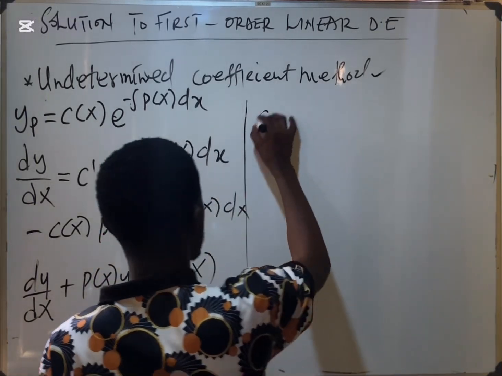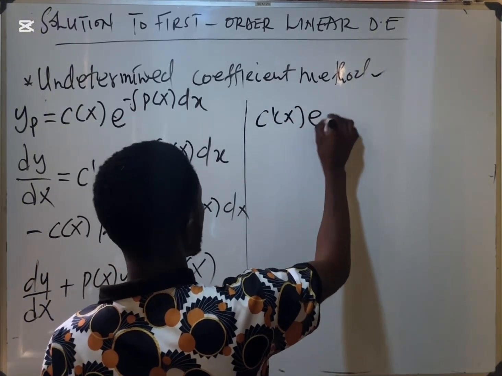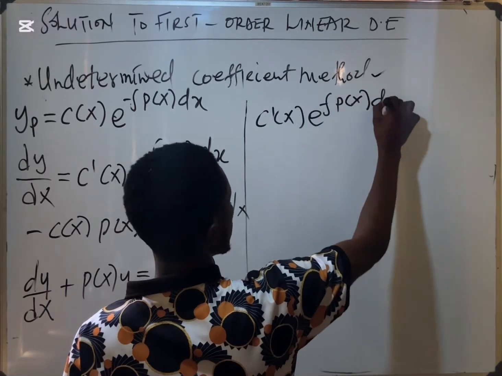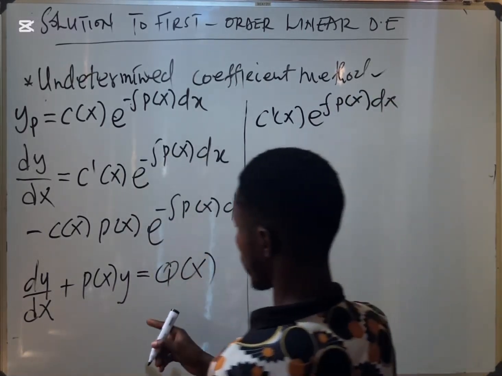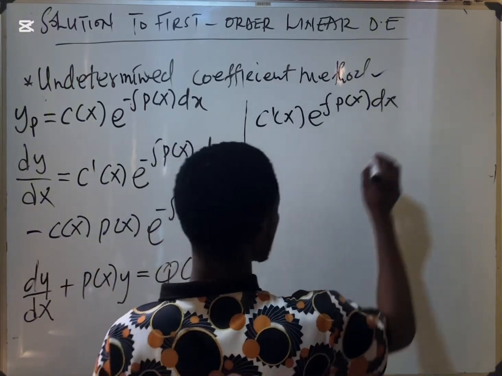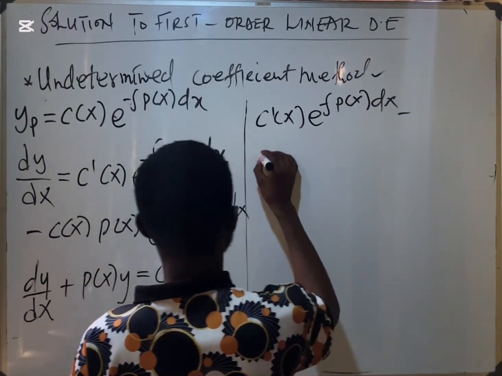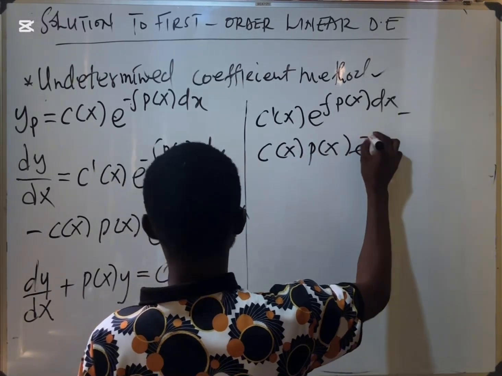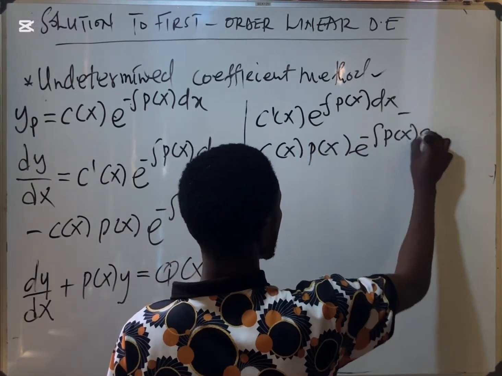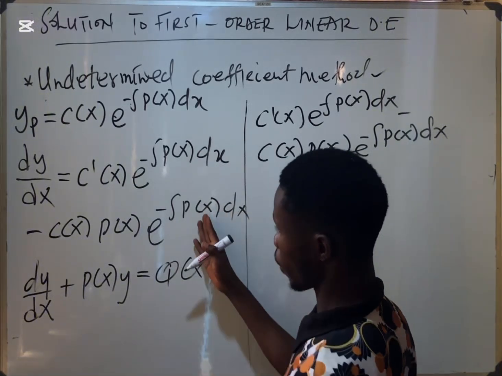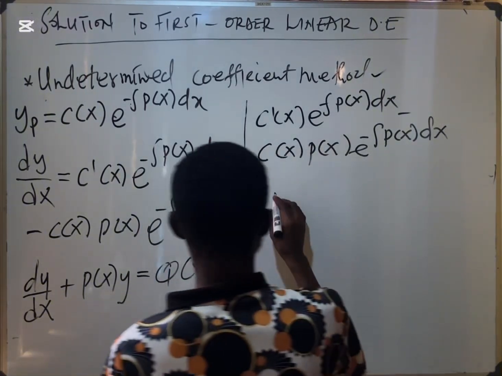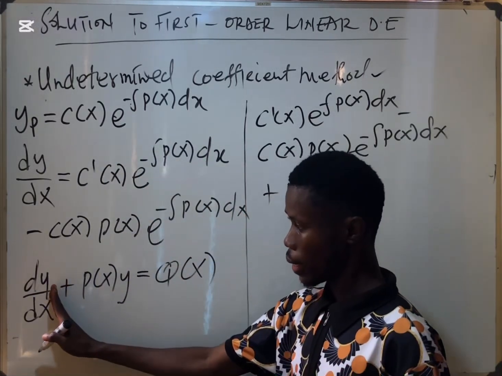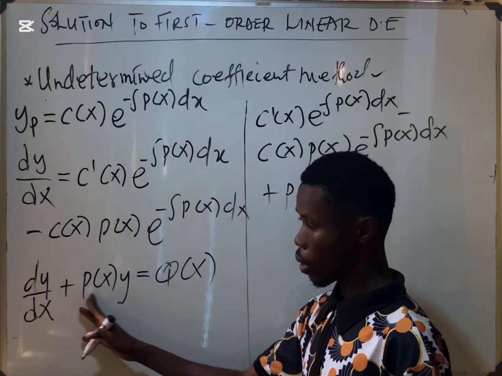So we have c prime of x e to the power negative integral of p of x dx for this side, minus, so let me bring it here, c of x p of x e to the negative integral of p of x dx. I'm done with this side, so I'm coming to this place. So plus p of x. So you see I'm done with dy/dx. That's for the whole of this. Then I'll come to this place.